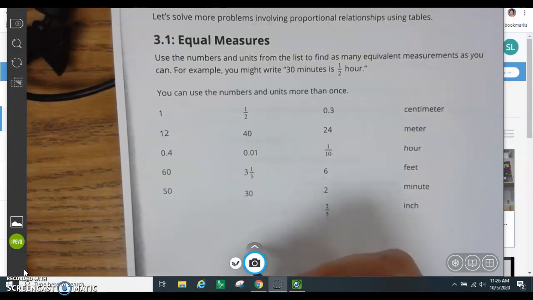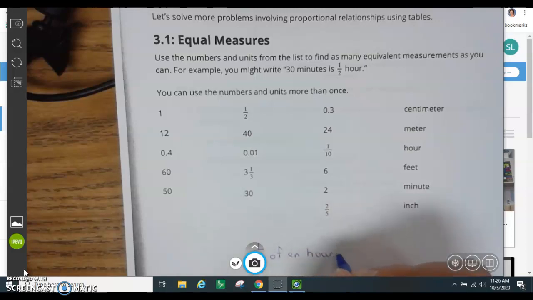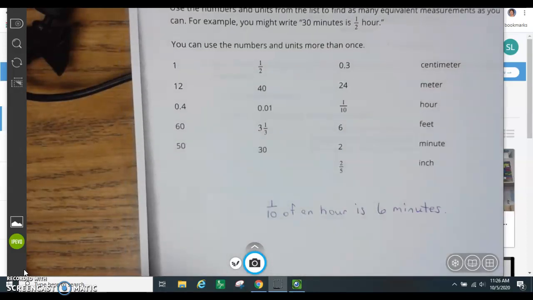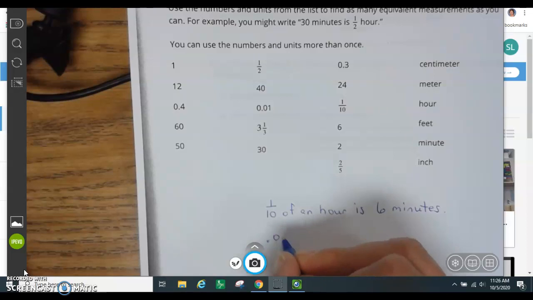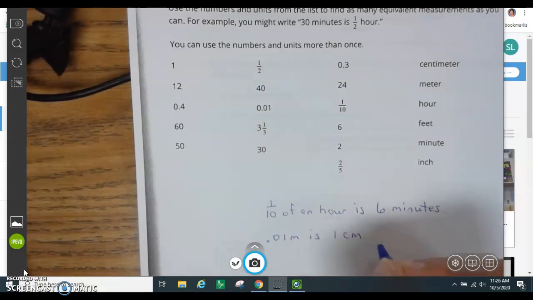I saw some other ones. 1/10 of an hour is 6 minutes. Okay, what's another one we could use? How about 0.01 meters is 1 centimeter?